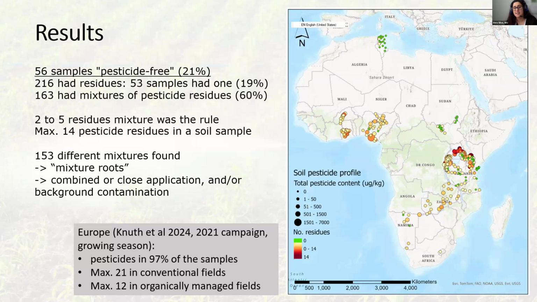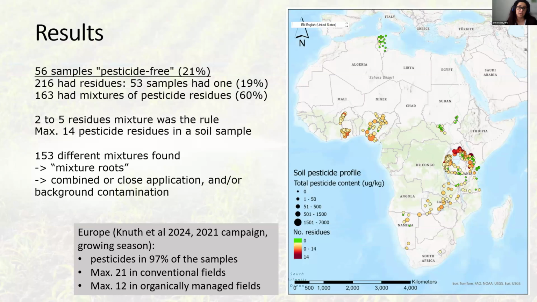In Africa, simple mixtures were the most common scenario, so between 2 to 5 residues. But there were also some that presented numbers as high as 14. And as you may recall, I also put here in gray the reference of the European findings. These numbers are actually slightly higher than the ones in organic in Europe, and slightly lower than the ones in conventional in Europe.